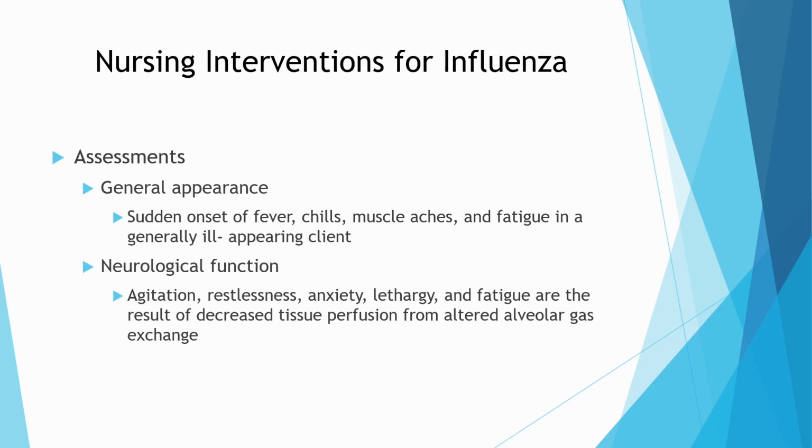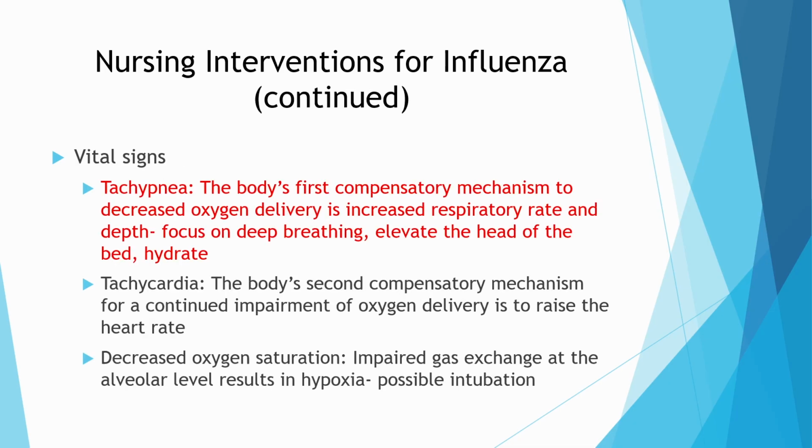So, some nursing interventions for influenza. We are going to assess, we're going to look at our patients. So, sudden onset of fever, chills, muscle aches, and fatigue in a generally ill appearing client. So, our client is going to look like they don't feel well. Neurological function, agitation, restlessness, anxiety, lethargy, and fatigue are the result of decreased tissue perfusion from altered alveolar gas exchange.